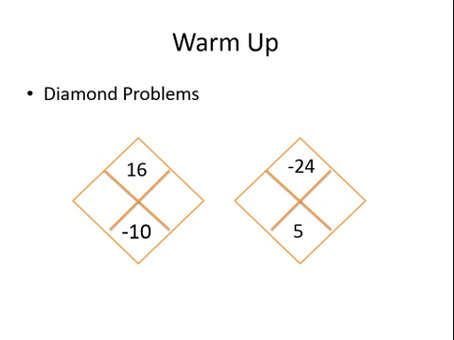All right, continuing on with our algebra class, here's our warm-up to start. It's two diamond problems. What we want to do is find the two missing numbers. So we want to find the two numbers that multiplied get you the top number and added get you the bottom number. Okay, so take a minute, pause the video, and try to figure out what the two numbers are for these.